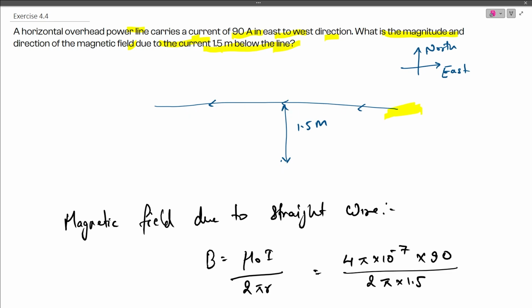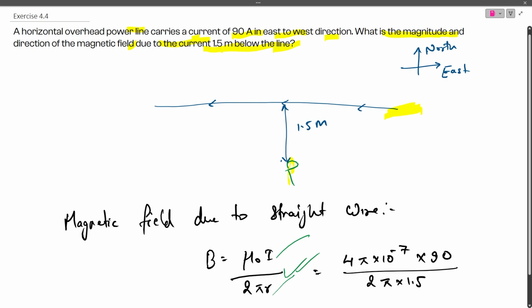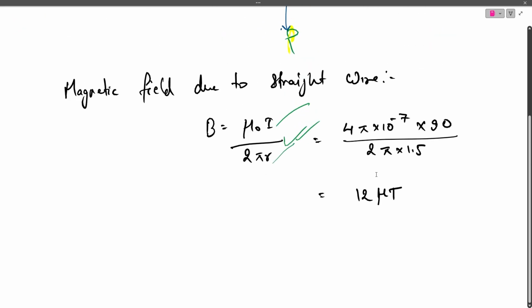below there is a point P where we have to find out the magnetic field. Now we know that the magnetic field due to a straight current carrying wire is given by mu naught I by 2 pi r. For using this formula, we have been given the appropriate data points: we have been given the current, we have been given the r, that is the distance away from this line. So after substituting these values, we will get the value of magnetic field, and it is 12 microtesla.